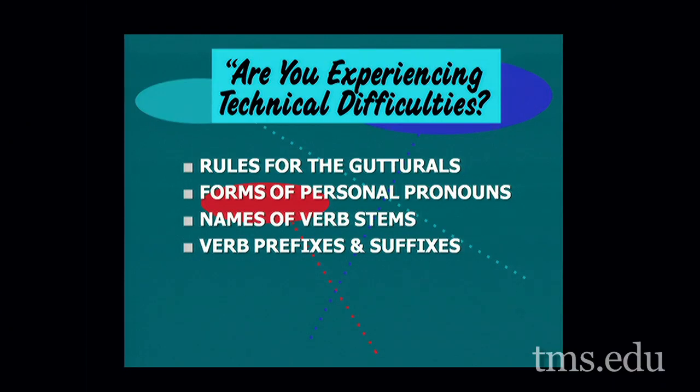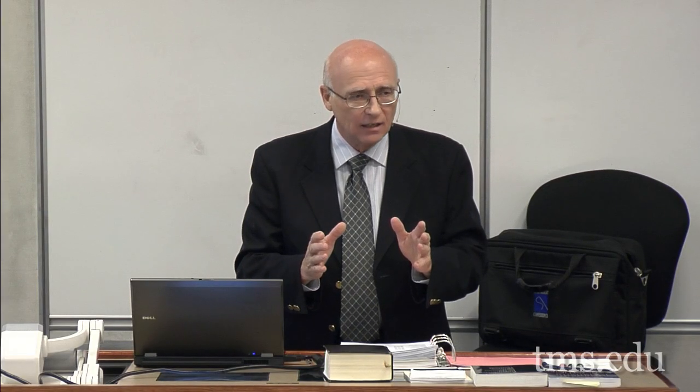The verb prefixes and suffixes, learn them. On the imperfects, remember what happens with the imperfects. The Qal is a simple verb stem. What's the vowel in the English word simple? Anyone? I. S-I-M-P-L-E. The E on the end is silent, so ignore it. An I. What is the class of vowel under the prefix of the simple verb stem? I class. Absolutely.